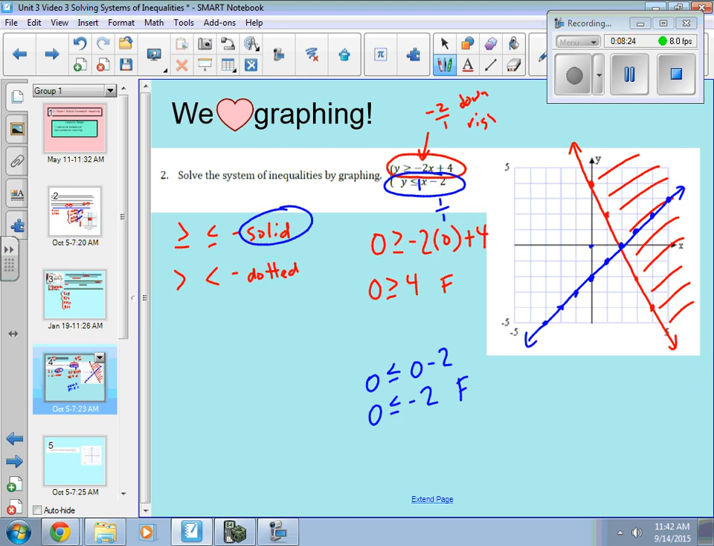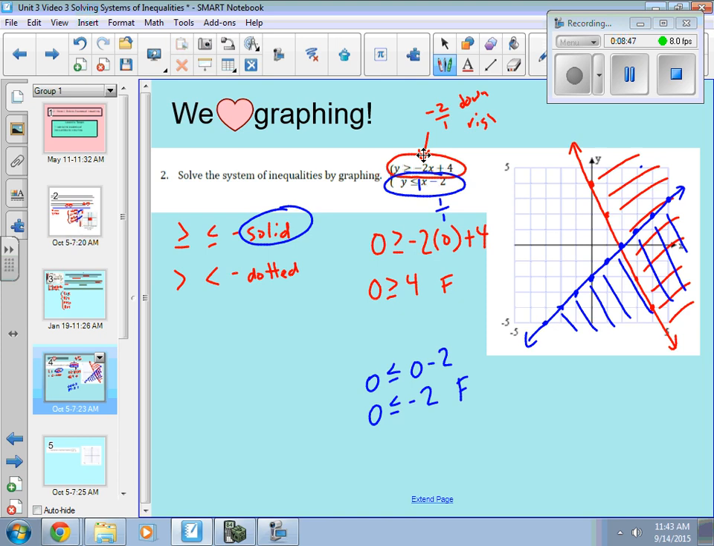So the origin, again, it comes out to be false. Any point we pick over on this side is going to come out false. So we want to shade on the opposite side. We want to shade everything down here.